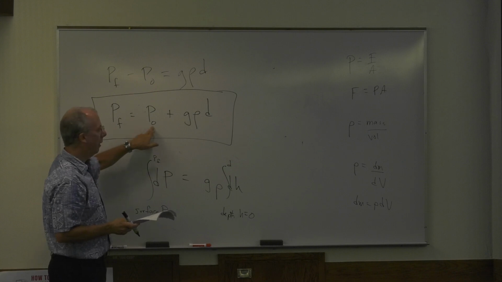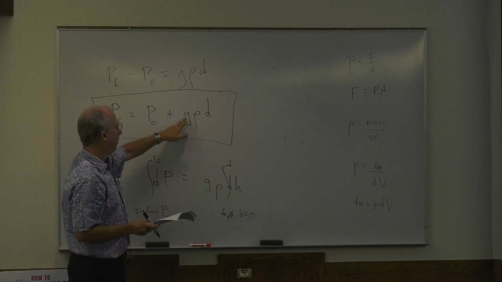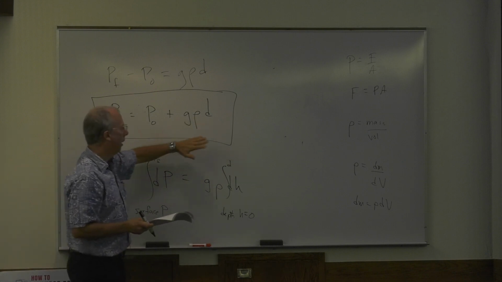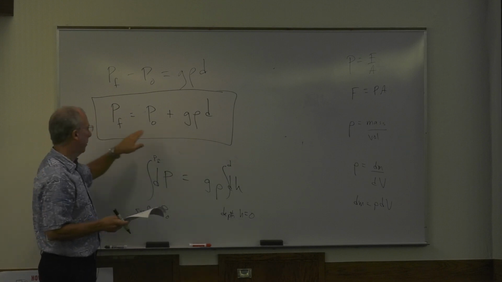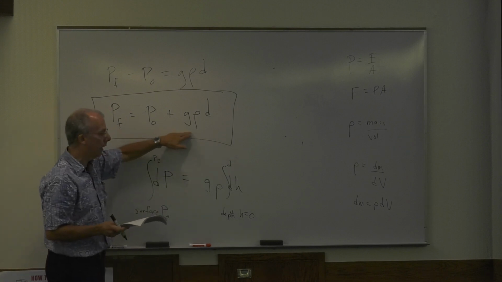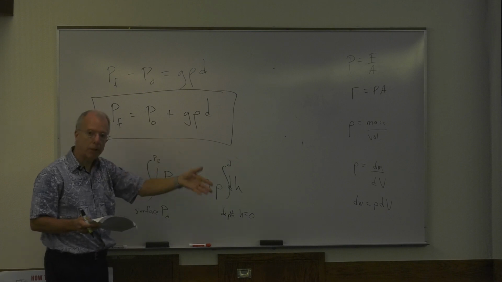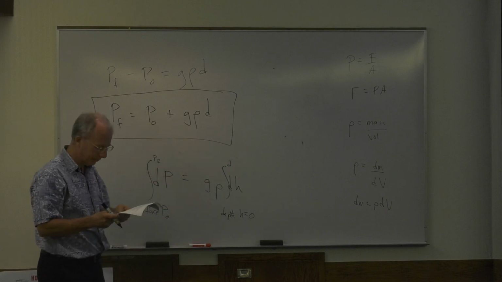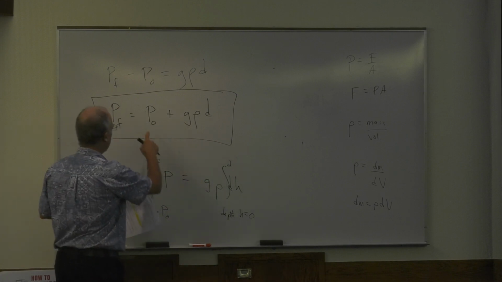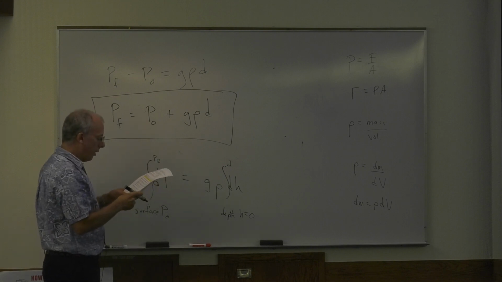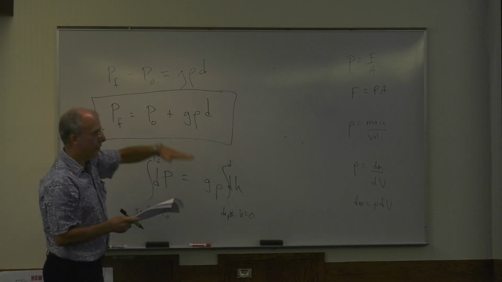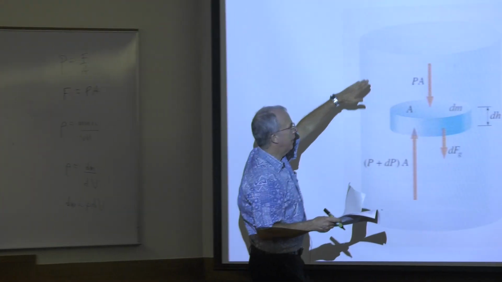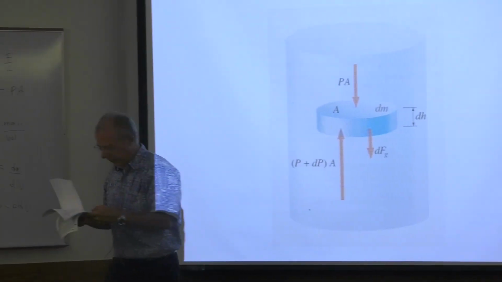Pressure equals the pressure on the top plus G rho D. So this is a linear equation. Pressure varies linearly with depth. So if you double the depth, you double the pressure. And again, this P0 is the pressure at the surface, right? When H or D is 0, it's the pressure at the surface.